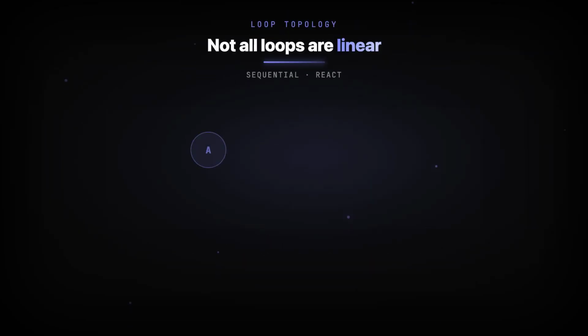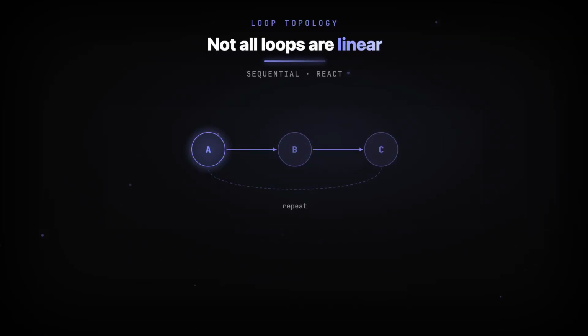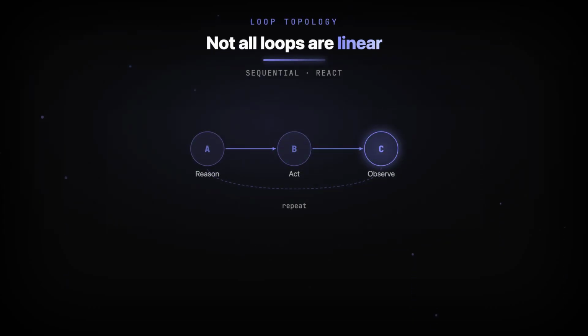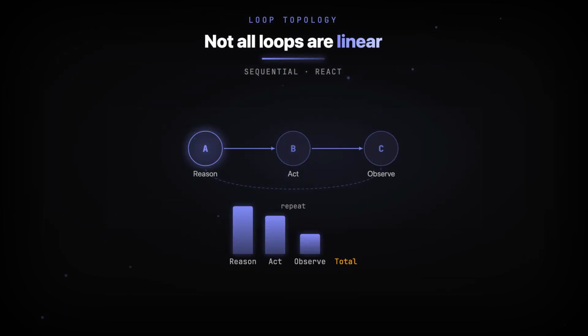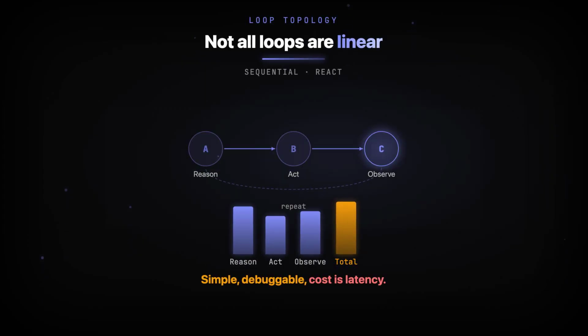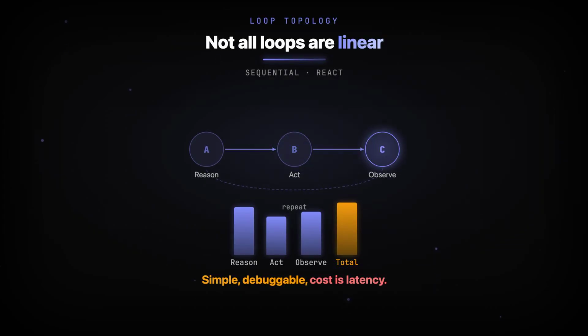Not all loops are linear. Topology is a design choice you make before writing the first prompt. Sequential is ReAct. Reason, act, observe, repeat. Each step depends on the last. Simple, debuggable, right when your work is genuinely serial. Code that compiles, then tests, then lints. The cost is latency. You can't go faster than your slowest step. That's acceptable when steps aren't independent.